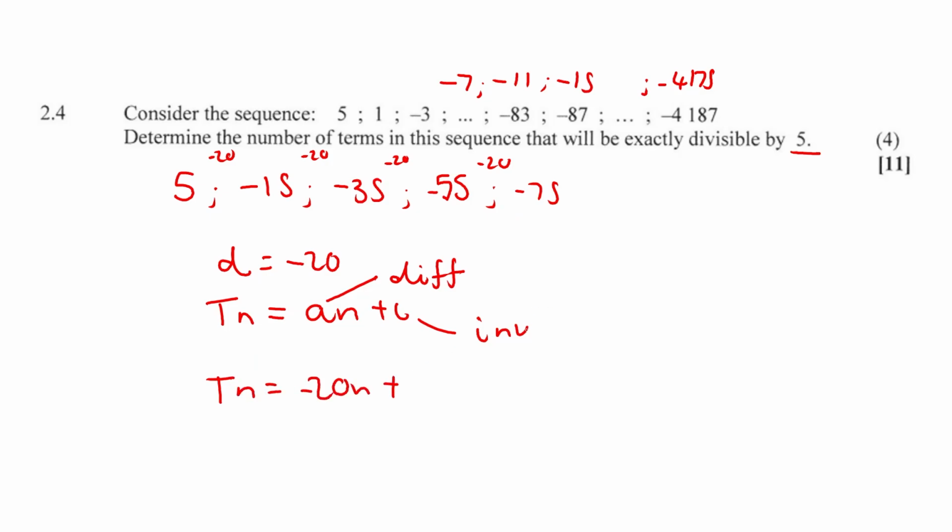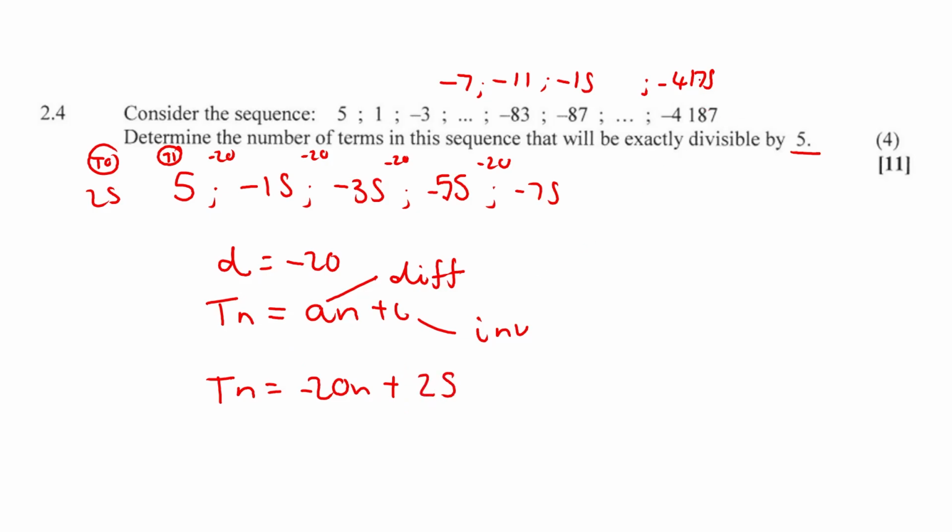So our invisible term, so what would be term 0? In other words, guys, this is term 1, right? 5 is term 1. What would be the term before that? Let's say term 0. Well, that's going to be 25. So Tn is equal to negative 20n plus 25.